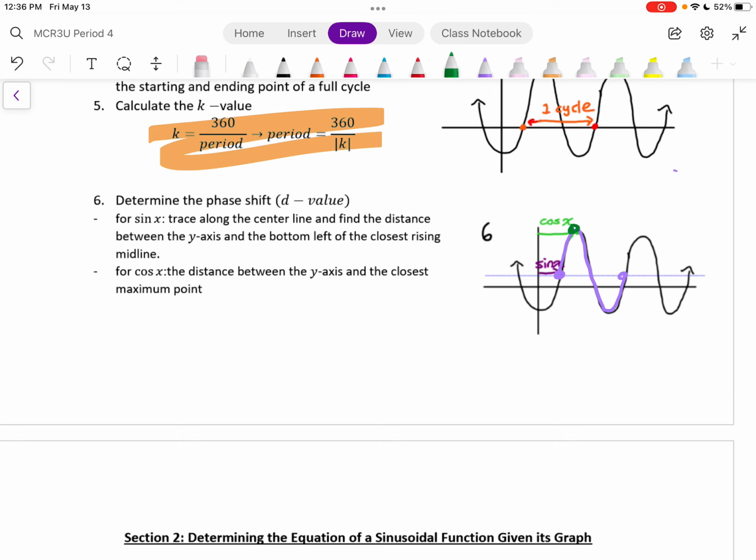Same thing here. Go find the closest x distance between the y-axis. That's the maximum point. So the closest to the axis for sine and the closest max to the y-axis for cosine. Let me repeat that. So you're going to go find the closest x value that is on the axis to the y-axis, and then for cos x, you're going to go find the closest maximum point to the y-axis.